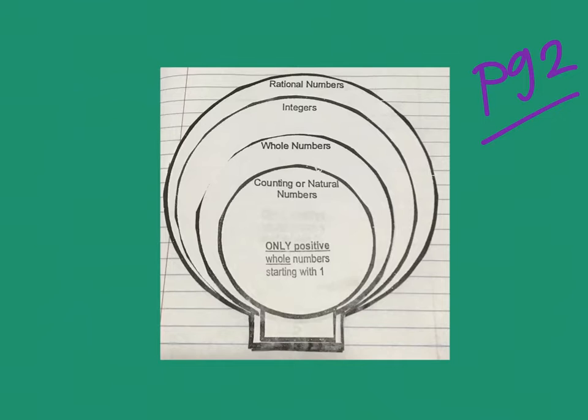If we take a look at this first one, counting or natural numbers, the most important thing is that it's only positive numbers. Only positive, and they have to be whole numbers. Only positive, whole numbers starting with 1. So this one does not include 0. Not 0. Okay? So 1, 2, 3, 4, 5, everything past that.